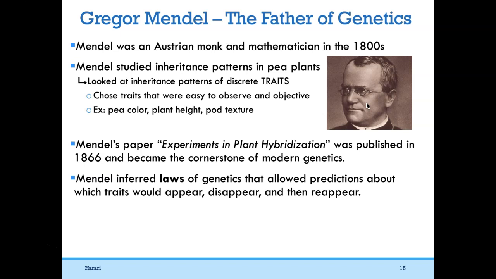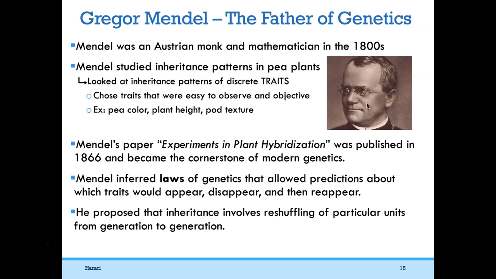What Mendel really did was he inferred laws of genetics. He came up with two big laws of genetics that allowed predictions about which traits would appear, disappear, and then reappear from generation to generation. What Mendel really did in the end was propose that inheritance involves the reshuffling of particular units from generation to generation. It's not just a blending from generation to generation. There are these units that dictate our phenotype that get shuffled between generations.